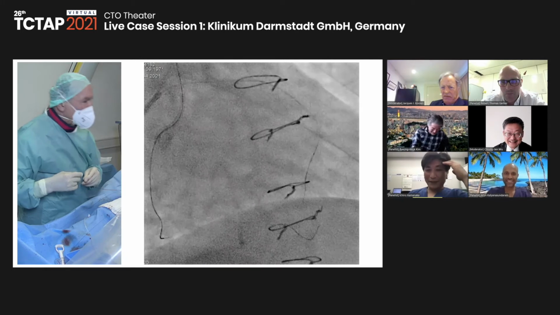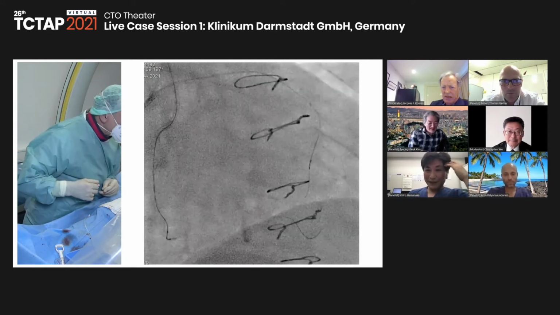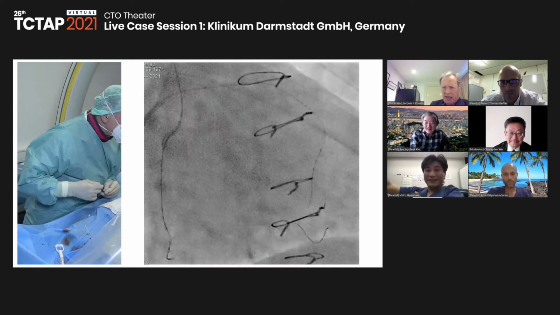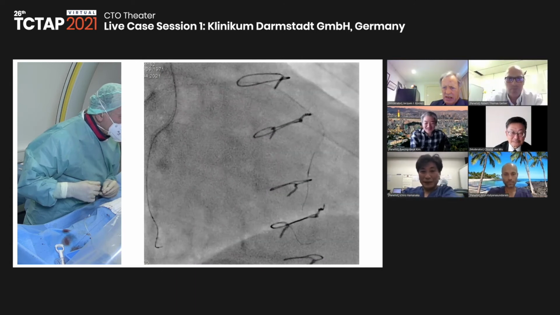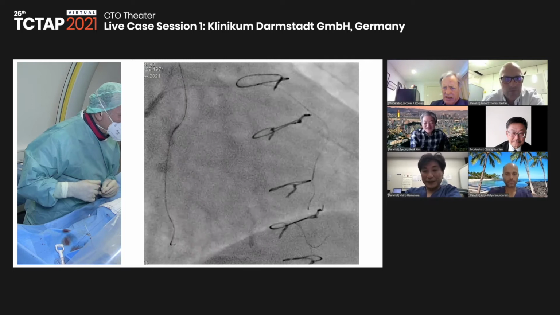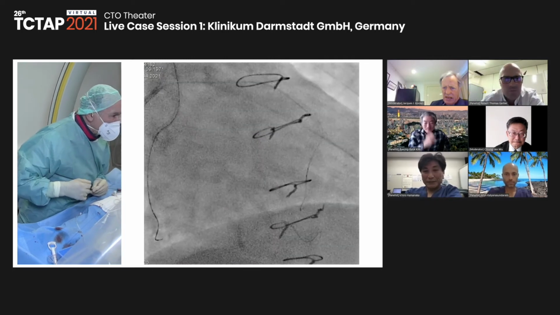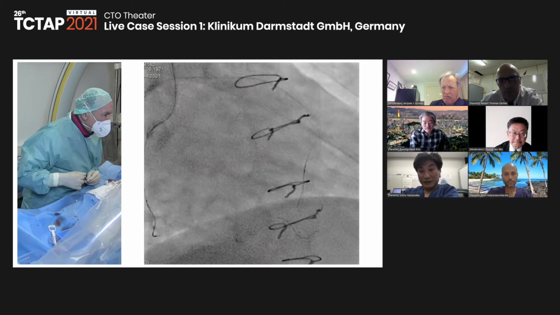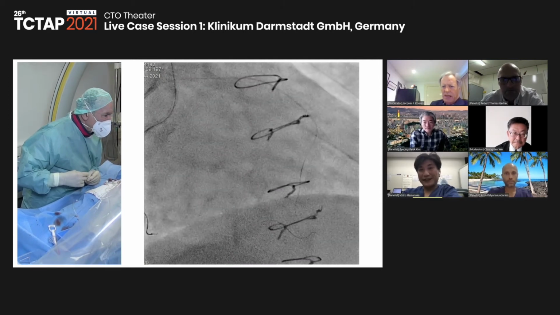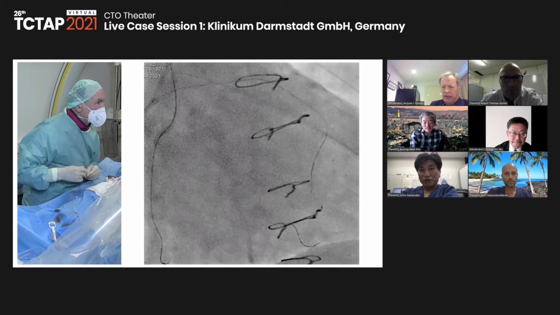So how about using the vein graft as a retrograde approach? Yeah. Yes, it's an option, but I don't like it. You don't like it? The thrombus load. Yes, that's the danger of using that.